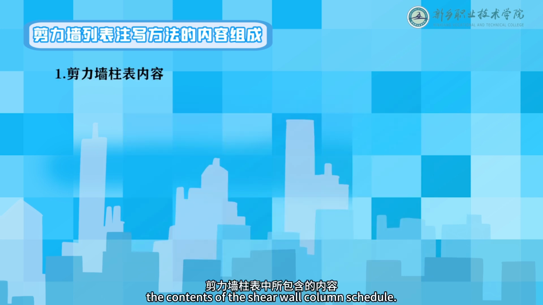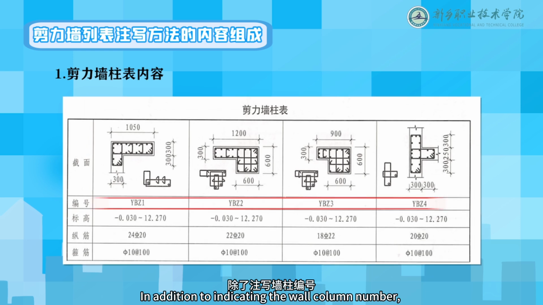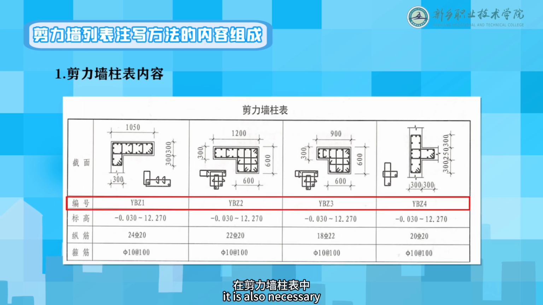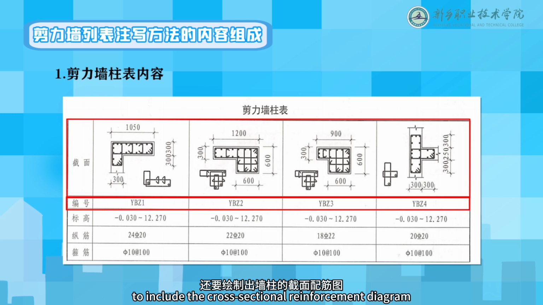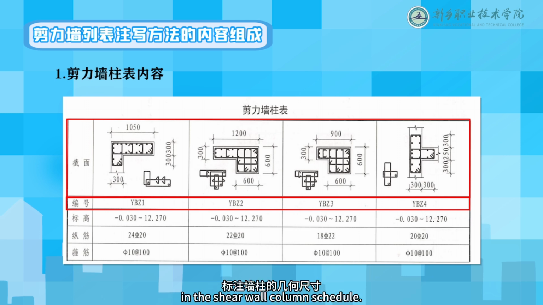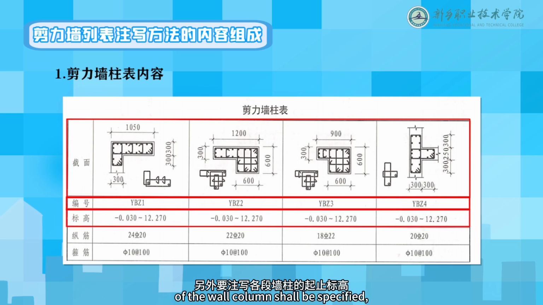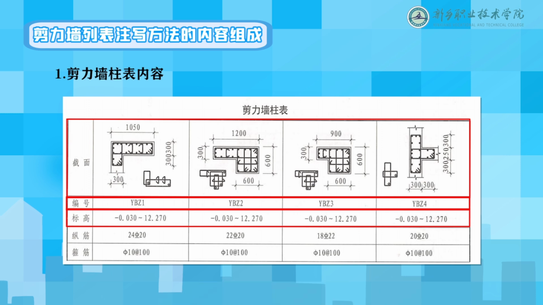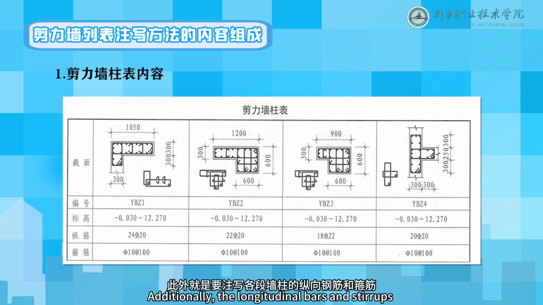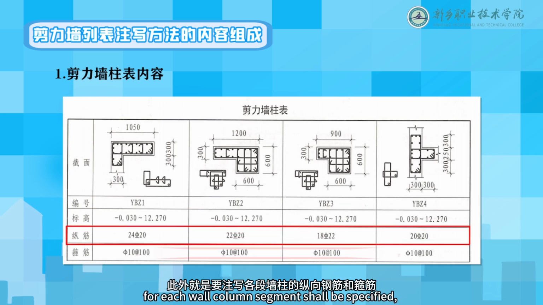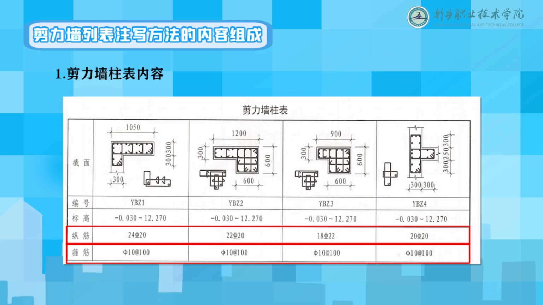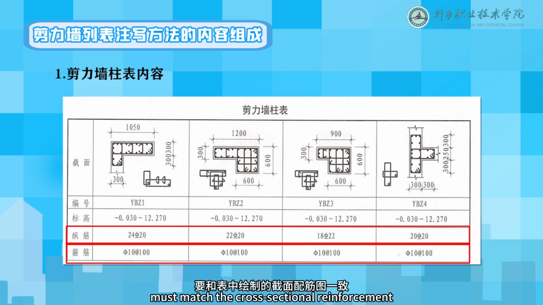Now, let's learn about the contents of the shear wall column schedule. In addition to indicating the wall column number, it is also necessary to include the cross-sectional reinforcement diagram and specify the geometric dimensions in the shear wall column schedule. Furthermore, the start and end elevations of each segment of the wall column shall be specified, segmented from the base of the wall column upwards at locations where the section changes or where the section remains unchanged, but the reinforcement changes. Additionally, the longitudinal bars and stirrups for each wall column segment shall be specified, and all indicated reinforcement values must match the cross-sectional reinforcement details shown in the drawings.